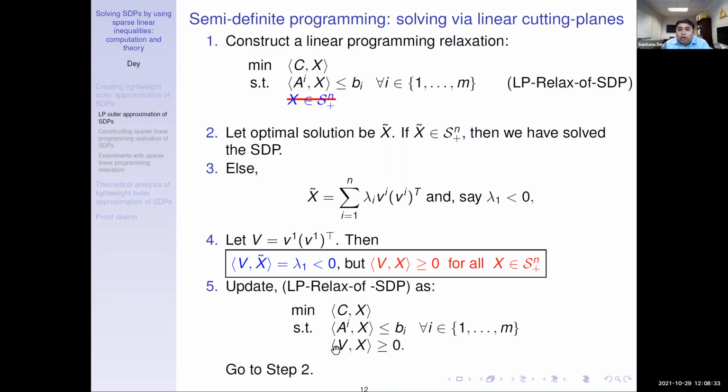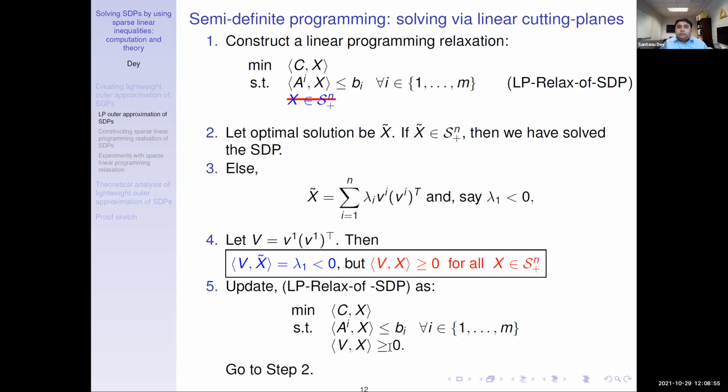And so we add the inequality V times X is greater than or equal to 0, and we can repeat that. But notice this is an LP, and every time I repeat this loop, I add linear inequalities, and so I maintain it. Okay, is this clear? Any questions? Okay, so that is the setup, right? So let's see what happens.